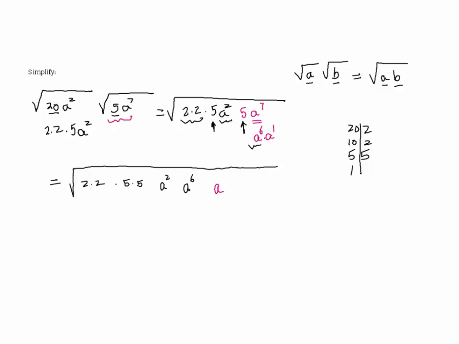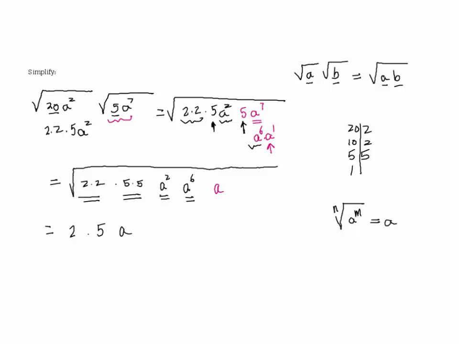So far we have square root of 4, which would be equal to 2. Square root of 25, which would be the same as 5. Square root of a squared, that would be just a. Now we have to figure out what the square root of a to the power of 6 is. If you have nth root of a to the power of m, that would be the same as a to the power of m over n.